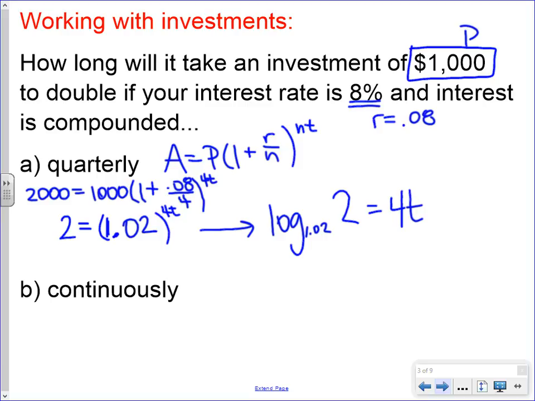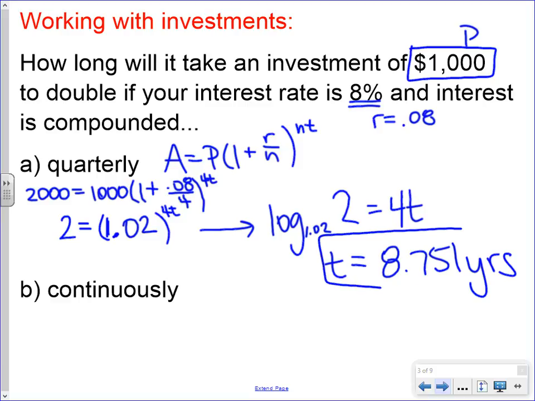And then with that number, what will you do? Divide by 4. How long will it take? 8.751 years. It will take basically 8 years and 9 months for your investment to double.